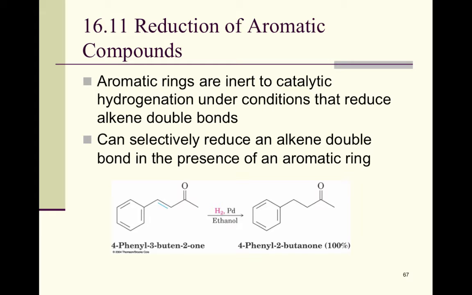Reduction of aromatic compounds. Aromatic rings are inert to catalytic hydrogenation under conditions that would normally reduce alkene double bonds. So we can take advantage of this by selectively reducing an alkene double bond in the presence of an aromatic ring. Here's an example. We have a carbon-carbon double bond here. This set of reagents reduces this carbon-carbon double bond. Everything else remains the same. The carbon-carbon double bond is now gone.